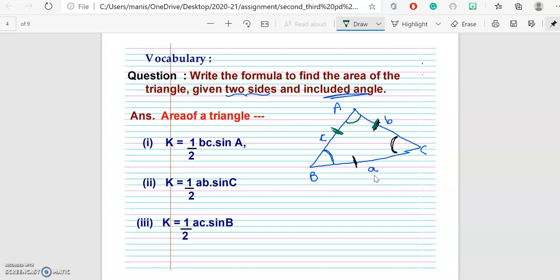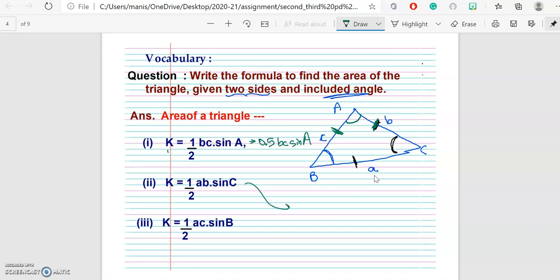Let's look at the formulas. The first formula says the area of a triangle, K, where K is used to represent the area, is equal to 1/2 bc. This says sides b and c. So what is the included angle? The included angle is A. So we get the formula 1/2 times b times c times sine A. In this concept we will use the formula 0.5 times b times c times sine of A.